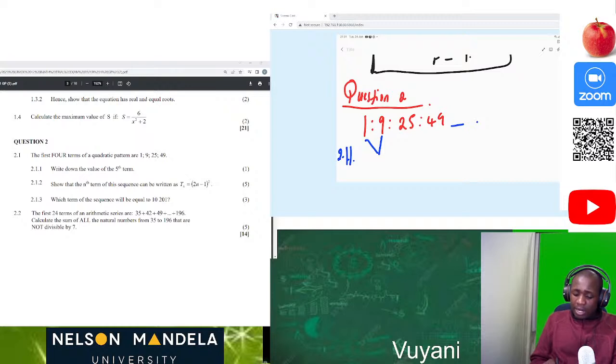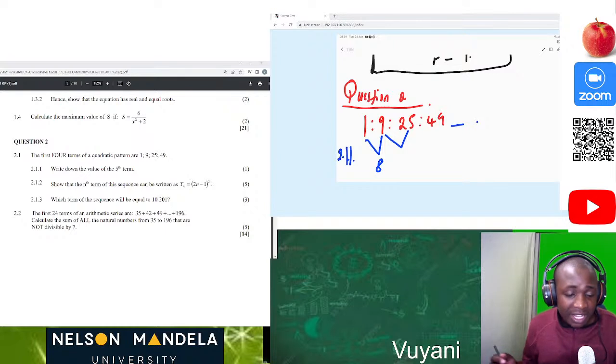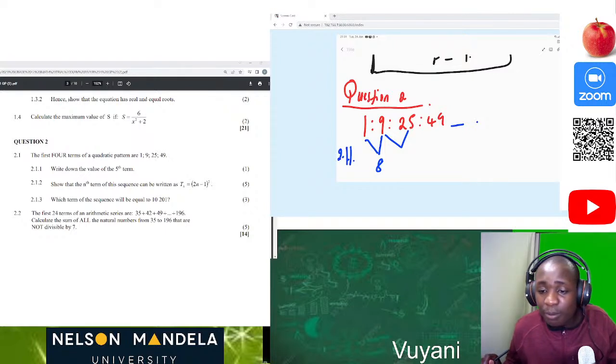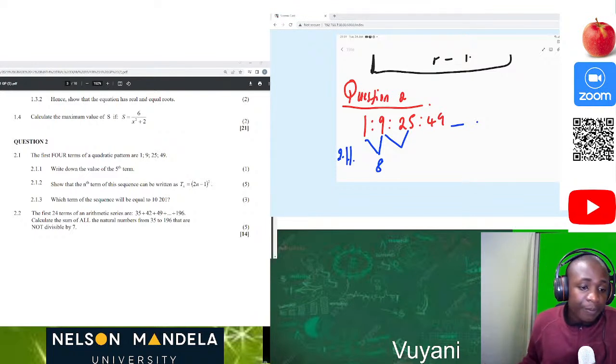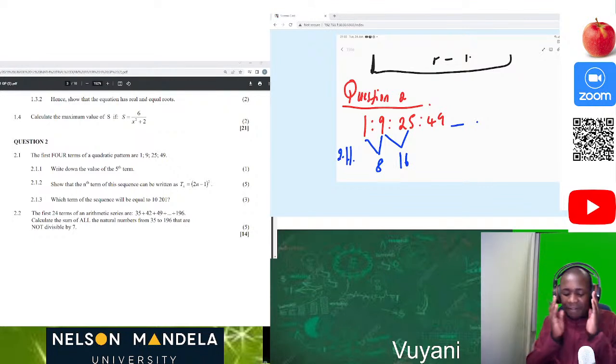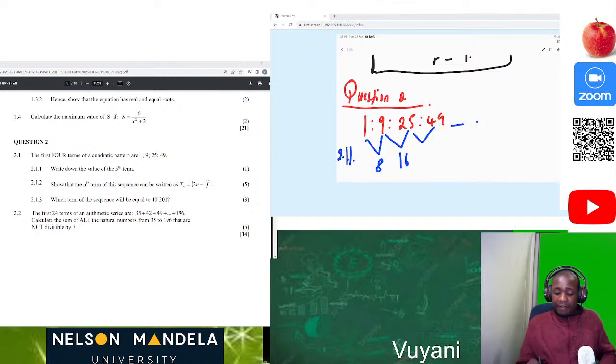9 minus 1 is 8. 25 minus 9 will give us 16. Someone write something in the chat so that we can see that we are moving together. Then 49 minus 25 is going to give us 24.